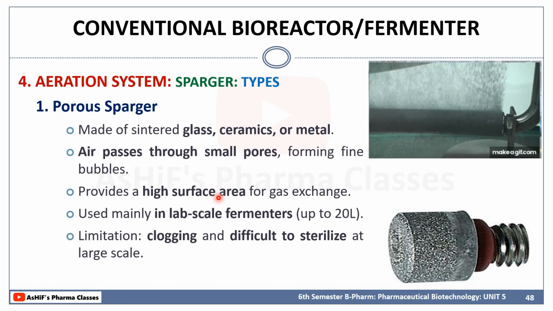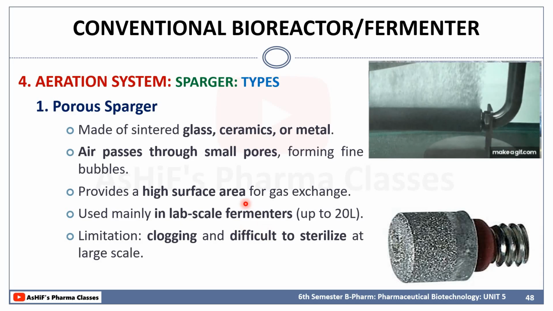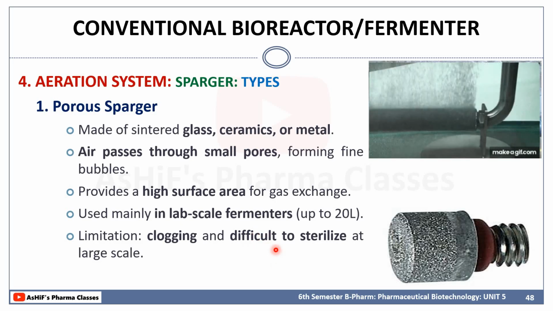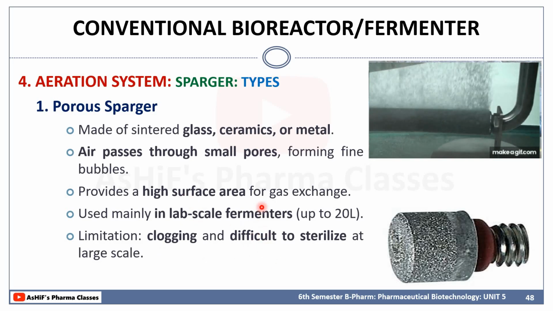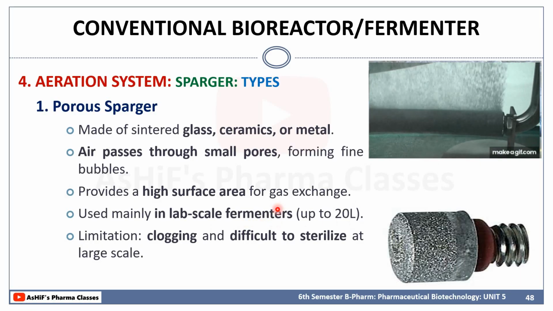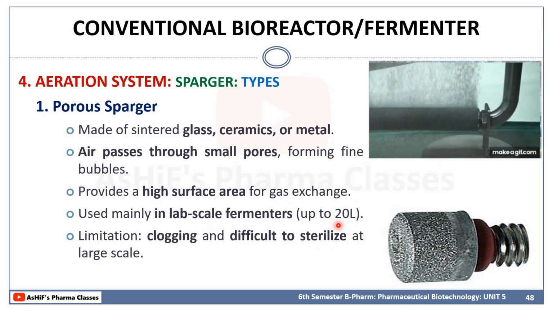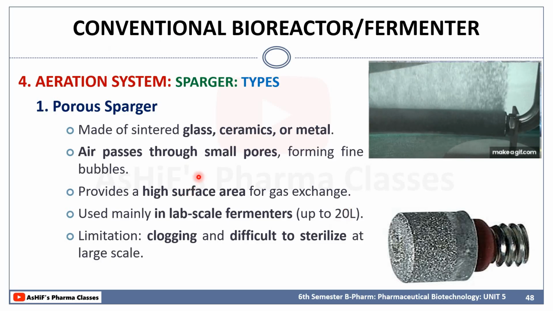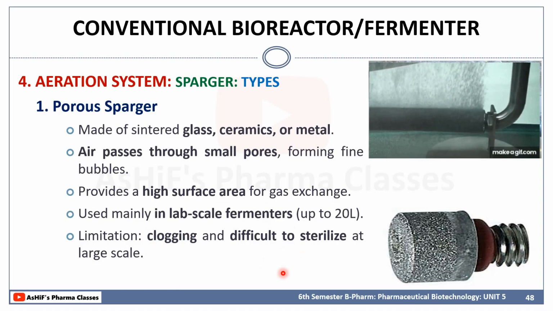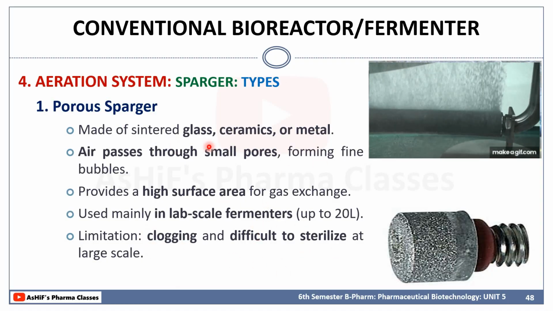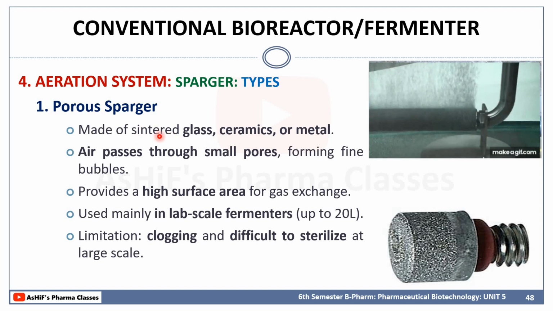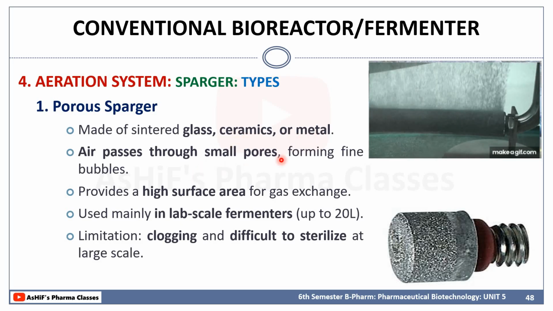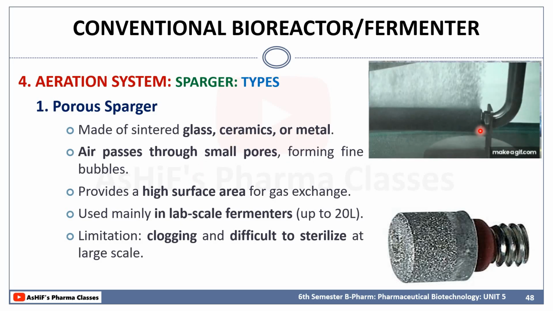So it will provide high surface area for gas exchange, but there is a limitation. There is a chance for clogging, and also it is very difficult to sterilize at large scale, and it can be used only for lab scale fermenters of 20 liter volume. We can use porous spargers only in such a small setup, because there is a chance for clogging, and also there is a difficulty in the sterilization process. This porous sparger is made up of sintered glass, ceramics, or metal. The air passes through the small pores, forming bubbles.